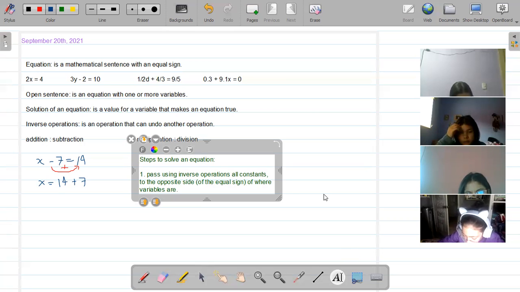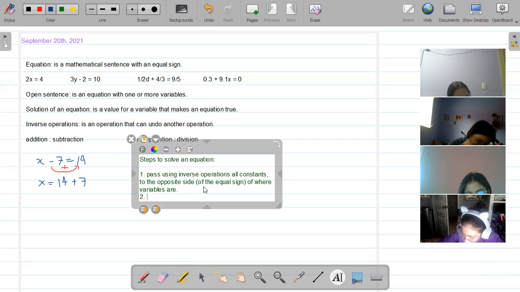So that's the first part. Pass using inverse operation, all constants to the opposite side of where variables are, okay? Step 2 will be to simplify.